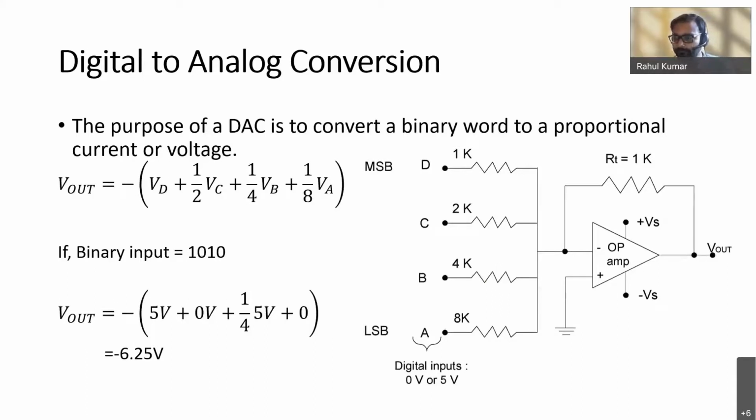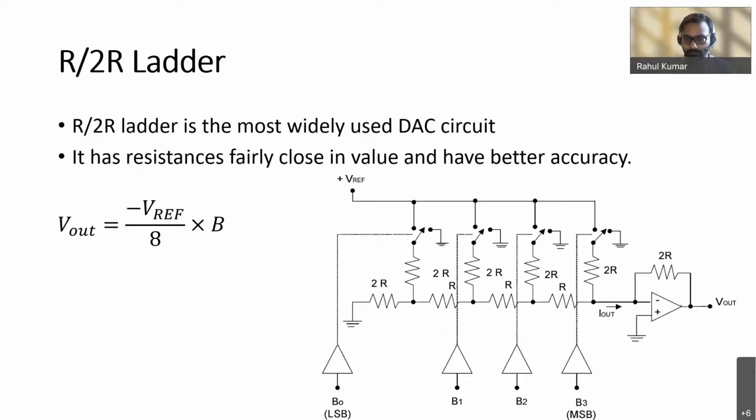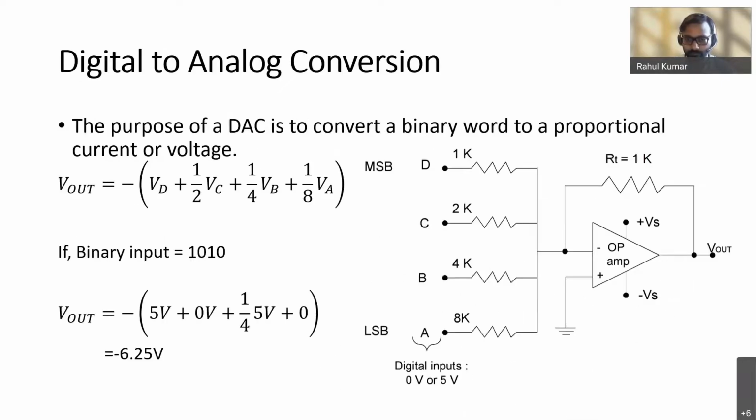So there are two types of DAC. In short, we call it DAC. Okay, digital to analog conversion.